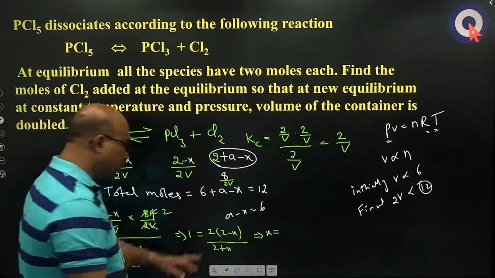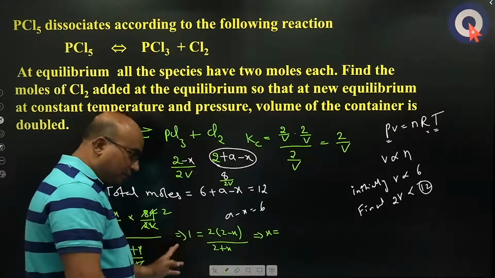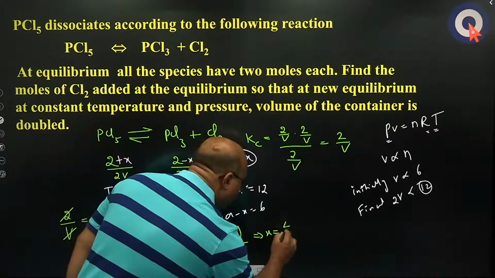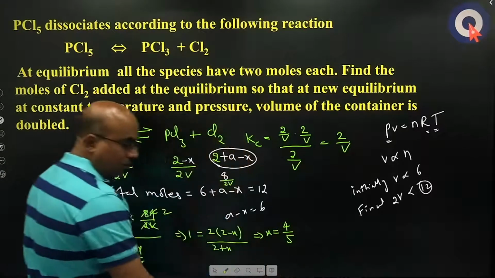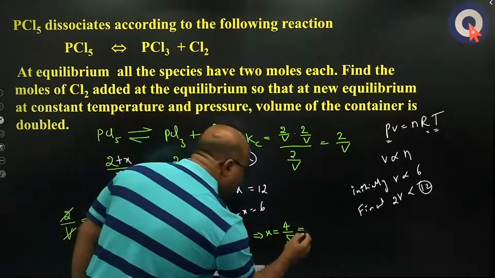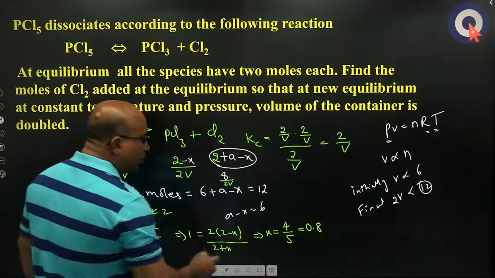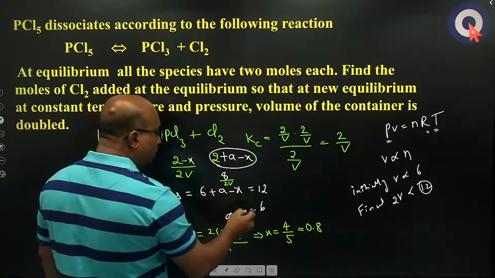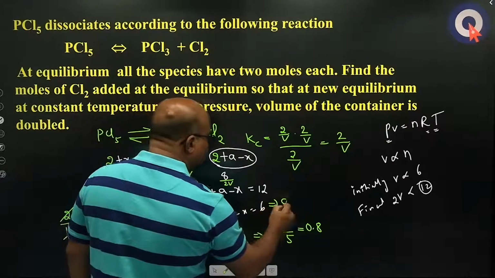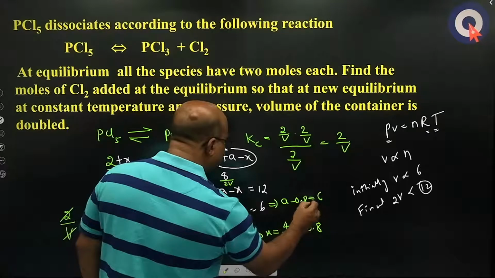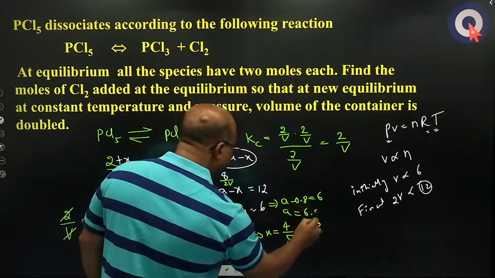So x is equal to nothing but, this is 4, this is 5x on this side. So 4 by 5. Clear? Nothing but 0.8. So if it is 0.8, then what is A? A minus 0.8 is equal to 6. A is equal to 6.8.